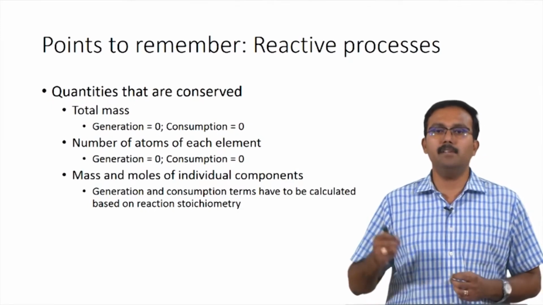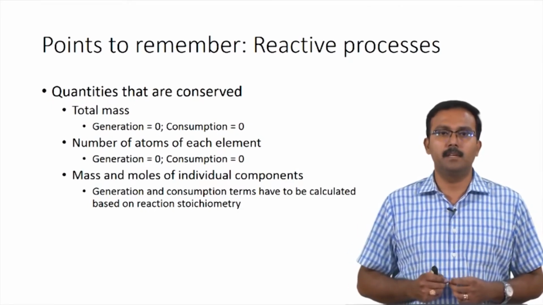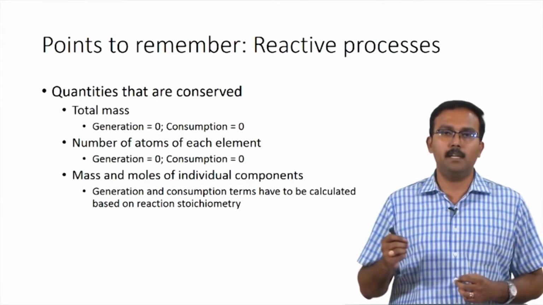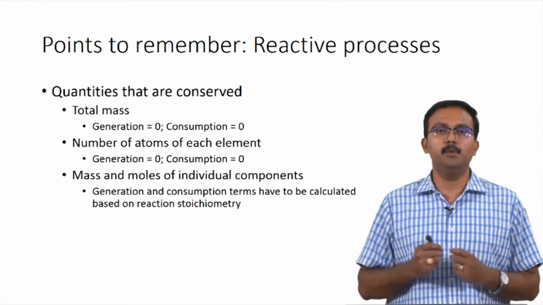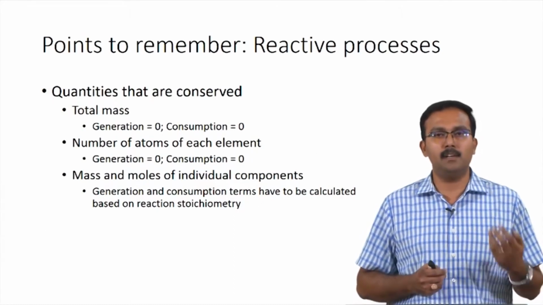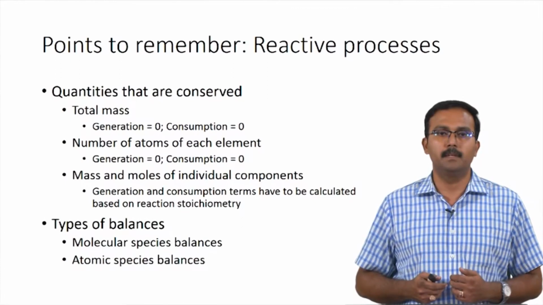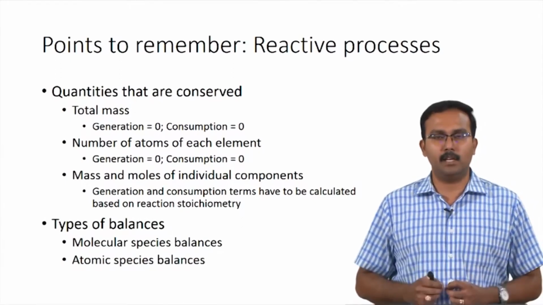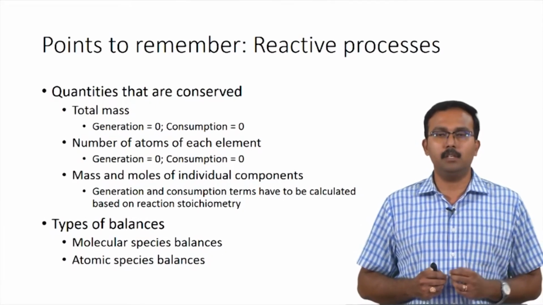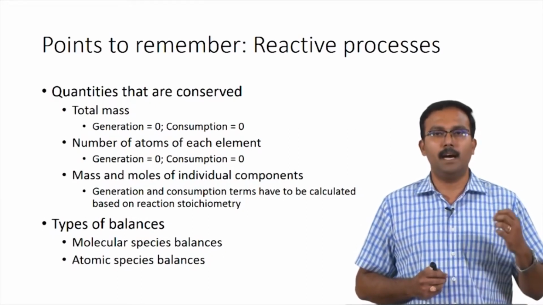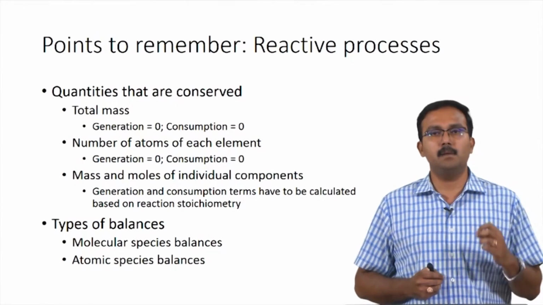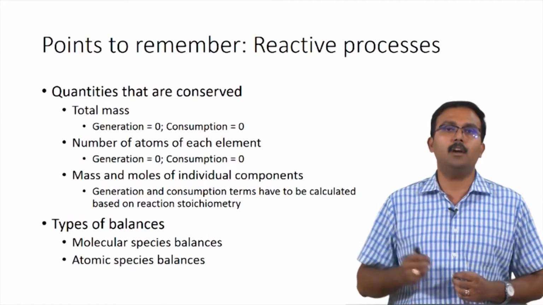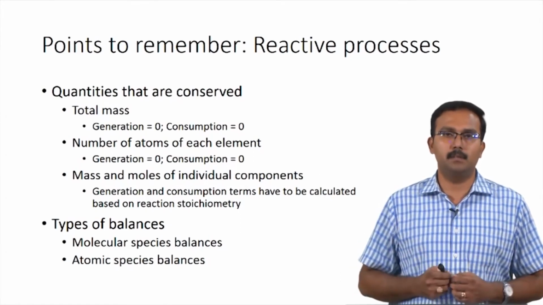Mass and moles of individual components are also conserved. Generation and consumption terms have to be calculated for these particular component balances using the stoichiometry or other information that is available in the problem. So, basically you can write either molecular species balances or atomic species balances. Among molecular species balances you would have generation and consumption terms for the reactive species, and atomic species balances will not have generation or consumption terms.